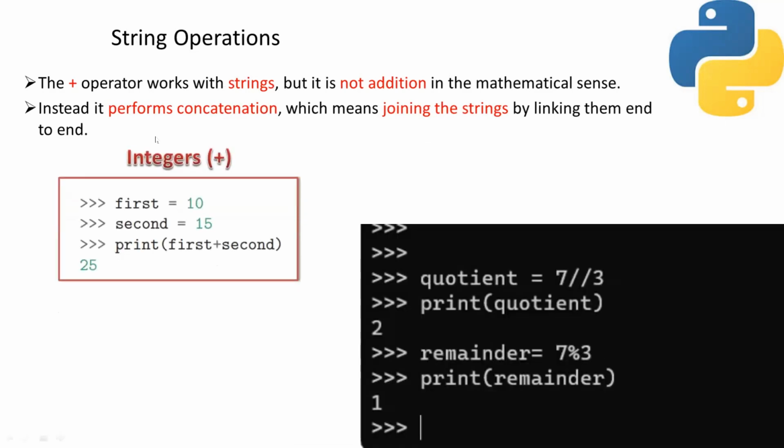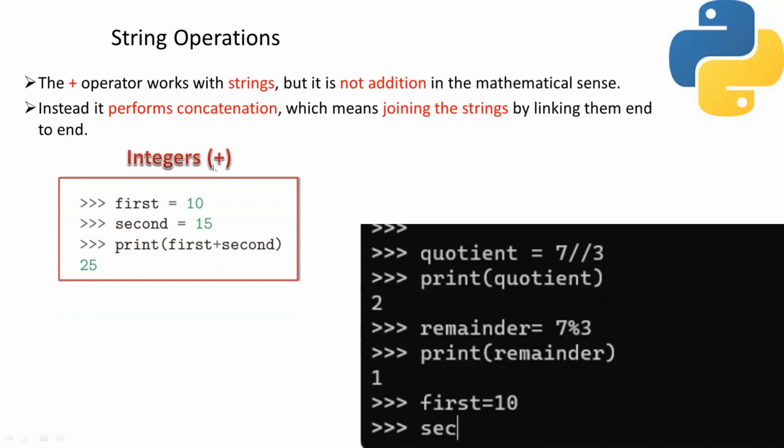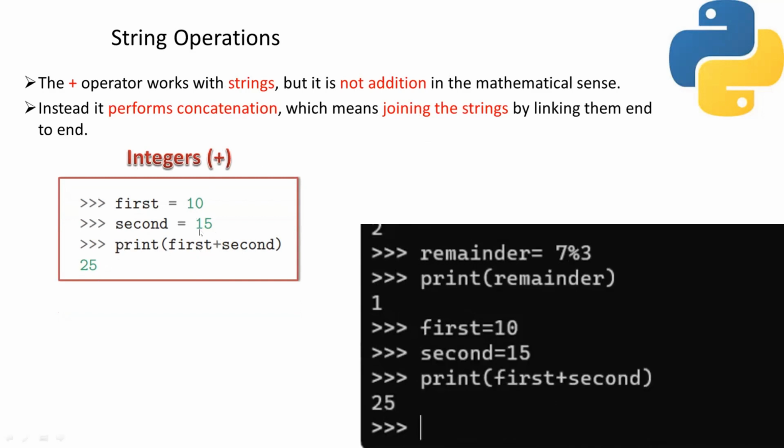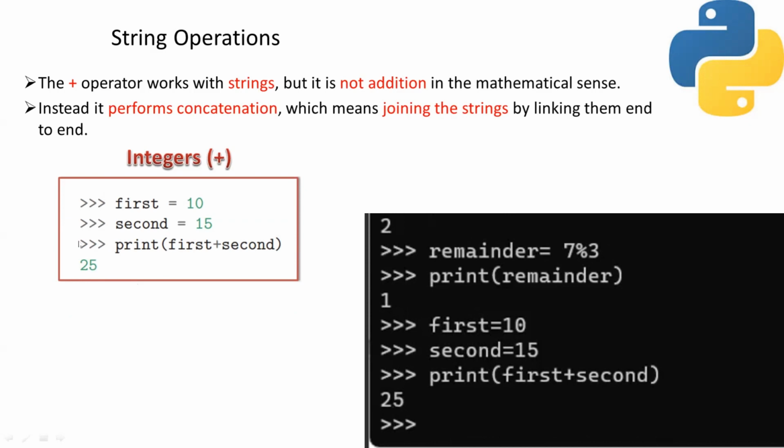Now come toward this example, we have integers, and the integers have this plus sign. When the plus operator is used between the integers, what we will get is simply first equal to 10, second equal to 15. Now when we add these numbers together, we will get the result, and we are going to print it. So 10 plus 15 equals 25. It would be printed on the screen.